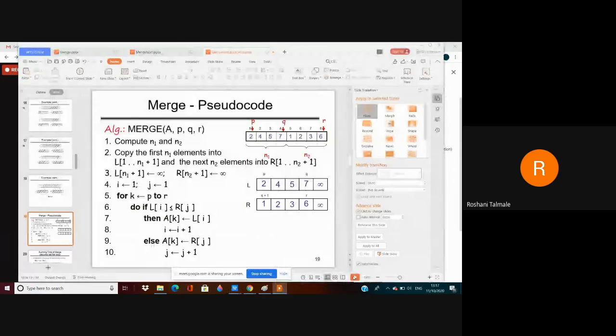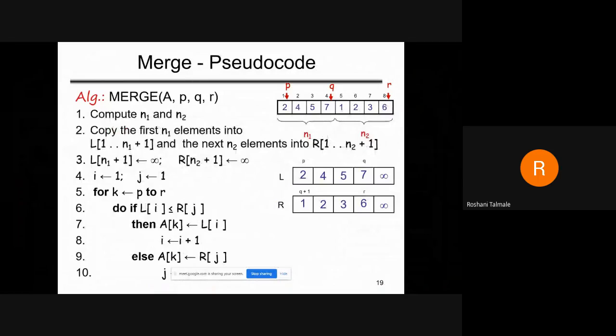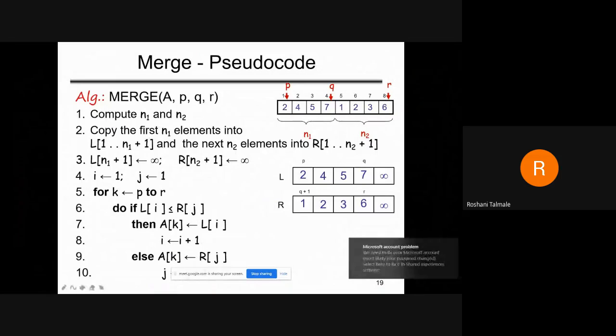So what we have discussed in the previous case, now we will write the complete pseudocode for it. We require the algorithm that we have to mention. A is the array. P is the first element. Q is the middle element. And R is the last one.